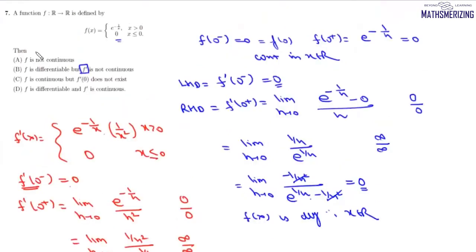So the answer to this question is f is differentiable and f dash is continuous, and that's your option D.